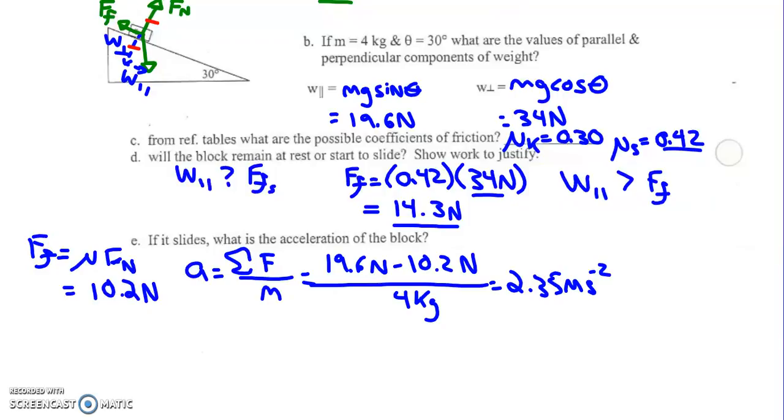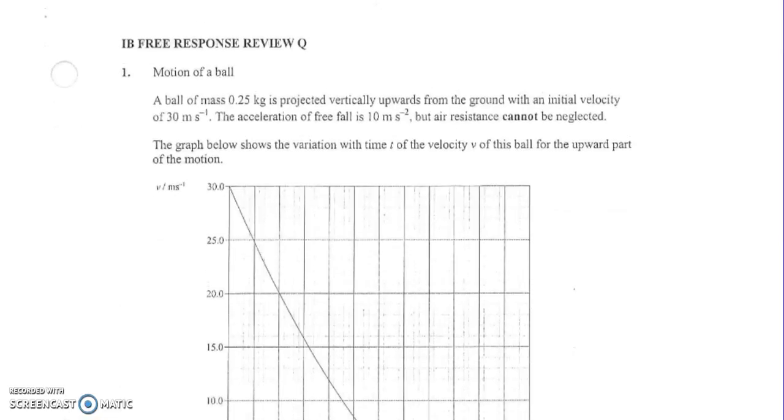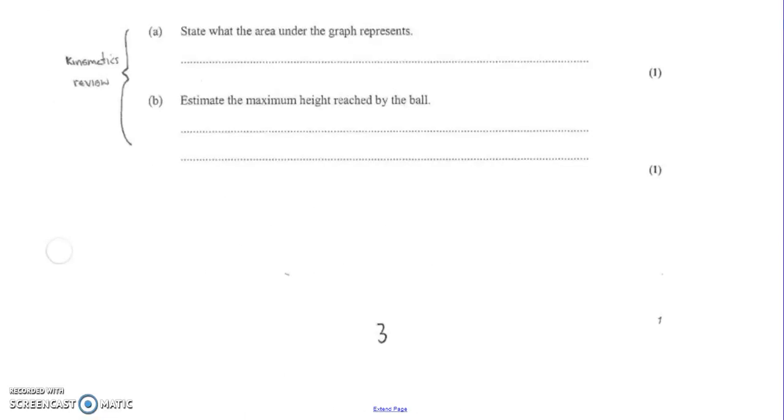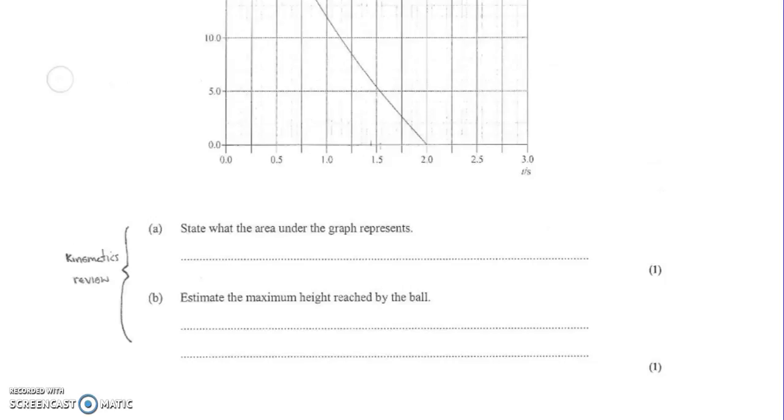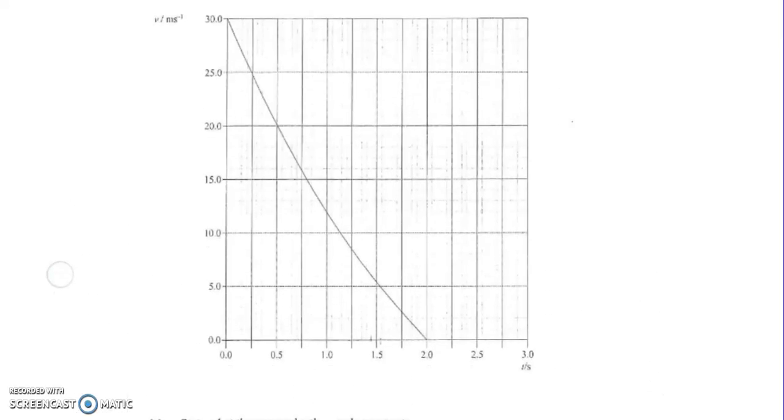Okay, so now moving on to the free response questions, the IB free response questions. I'm given this graph. First of all, I noticed that it's a velocity versus time graph, and that there's a slight curve to it. The first question is, what does this area represent?